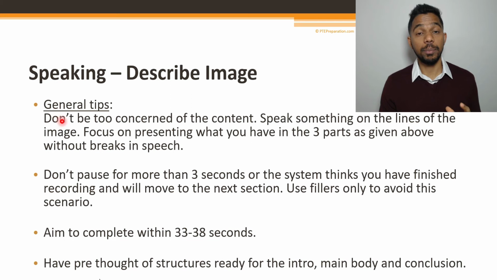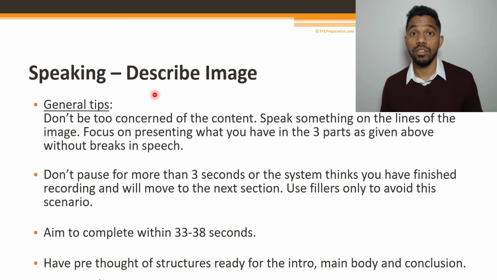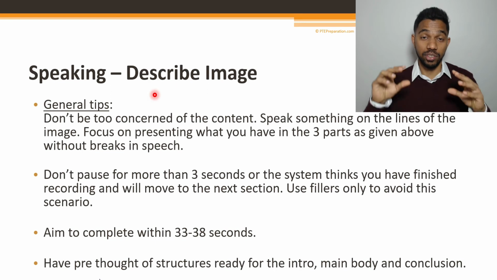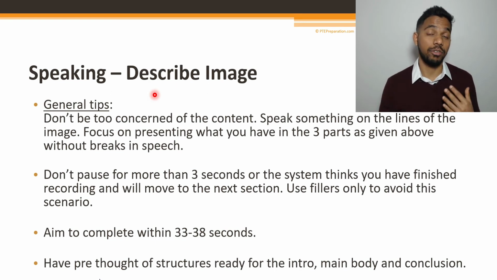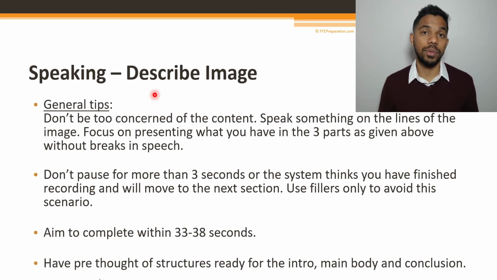Some more general tips is to not be too concerned about the content. As long as you're speaking something along the lines of what is presented in the image, you should be fine. If it's an image that talks about the weather in, say, Australia, as long as you're not talking about forests in America, then you should be fine. So just stick to the topic, and if you're looking at the graph and picking up pieces of information from that, it's very difficult for you not to score well on content.